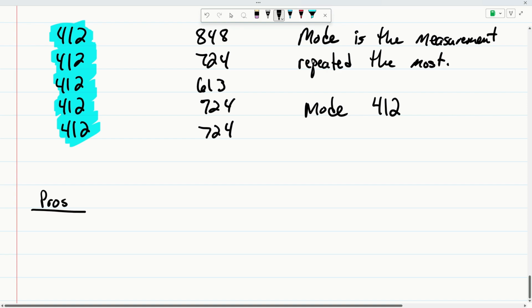Okay? Now, how about some pros for the mode? Well, some pros. It's easy to find the common.